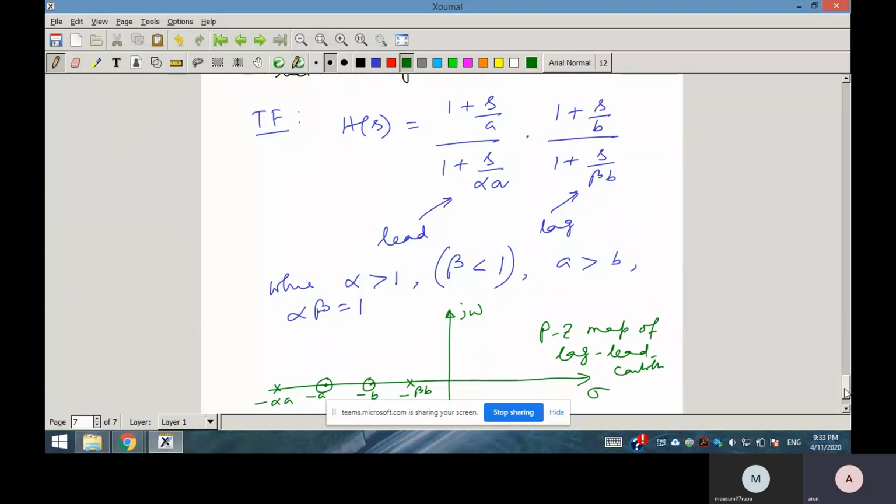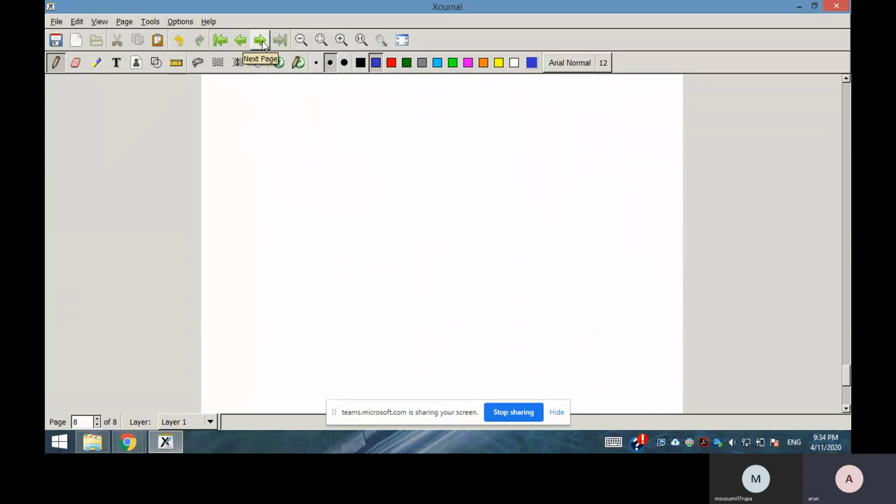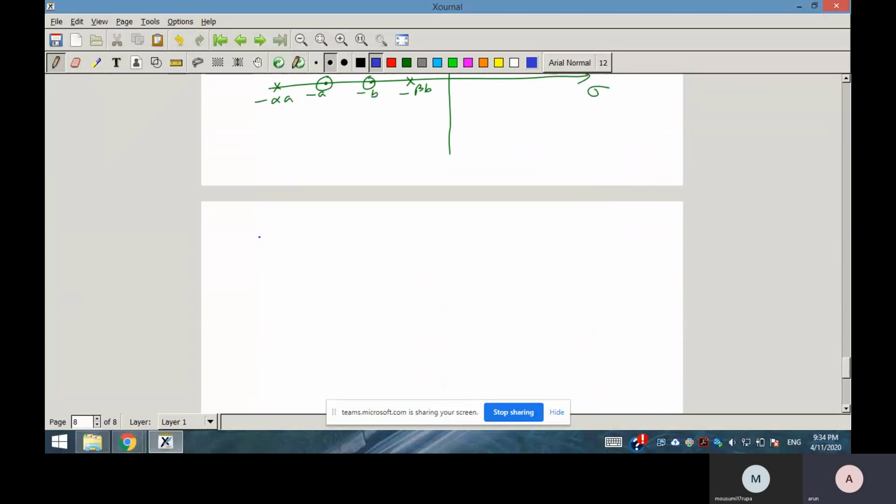So still I have not said why A is greater than B. Now you will understand that from the Bode plot, so that I am doing now. Bode plot of the lag-lead controller.